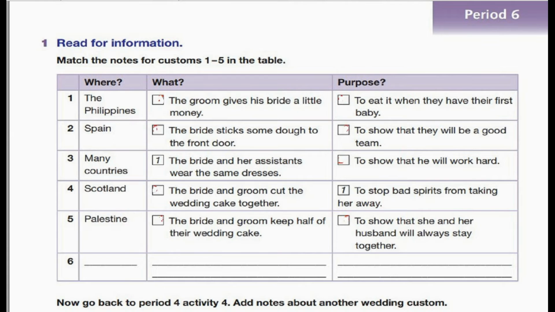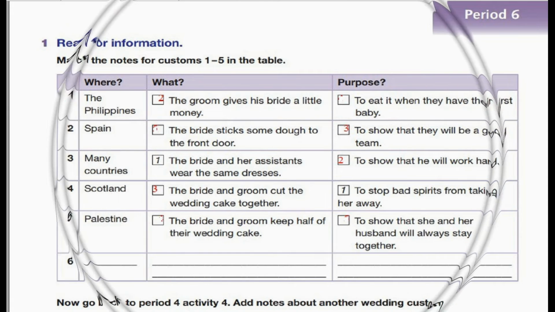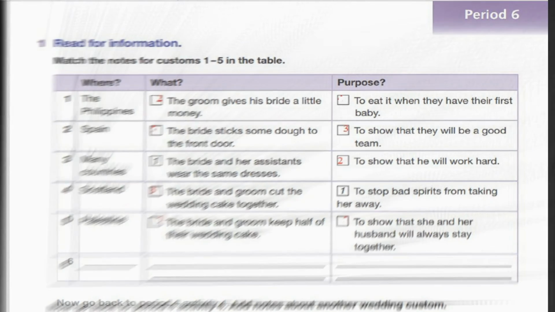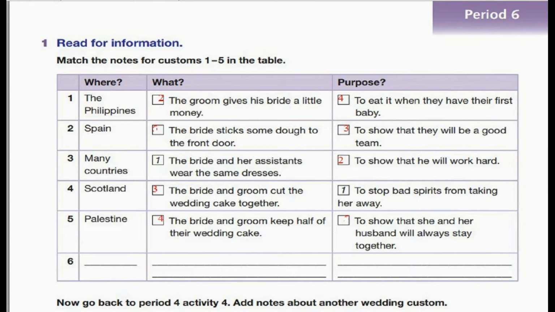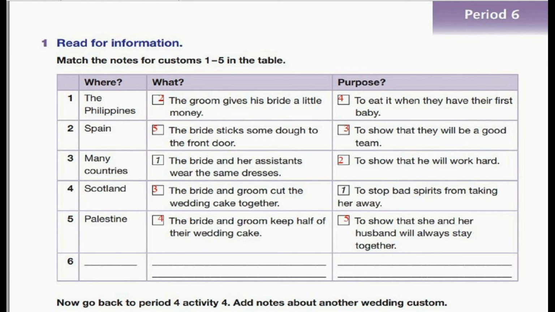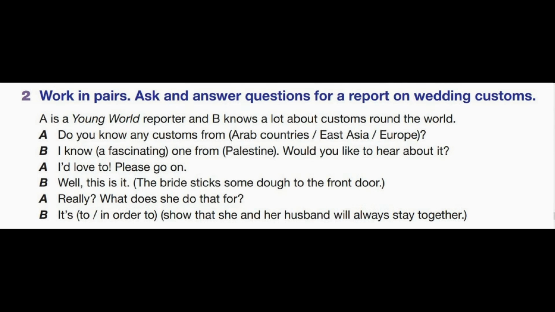One. The bride and her assistants wear the same dress to stop bad spirits from taking her away. Two. The groom gives his bride a little money to show that he will work hard. Three. The bride and groom cut the wedding cake together to show that they will be a good team. Four. The bride and groom keep half of their wedding cake to eat it when they have their first baby. Five. The bride sticks some dough to the front door to show that she and her husband will always stay together.